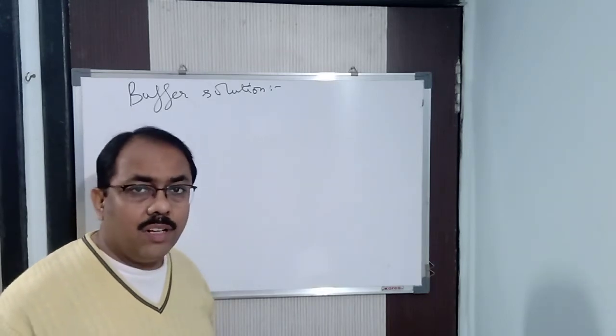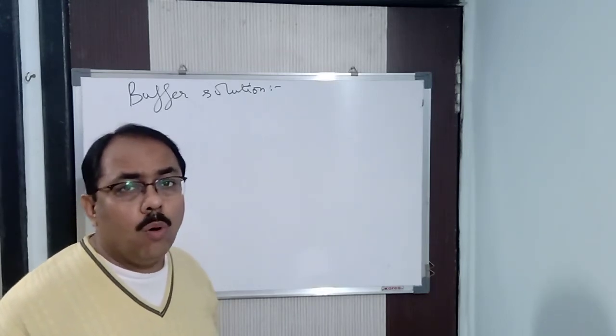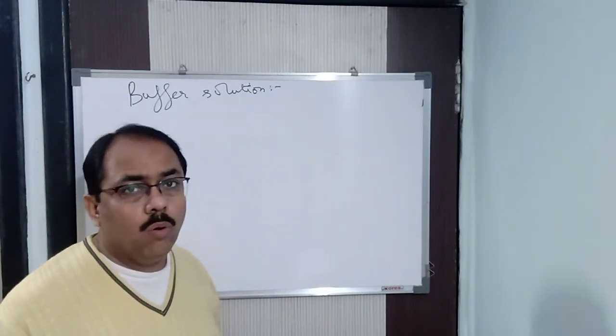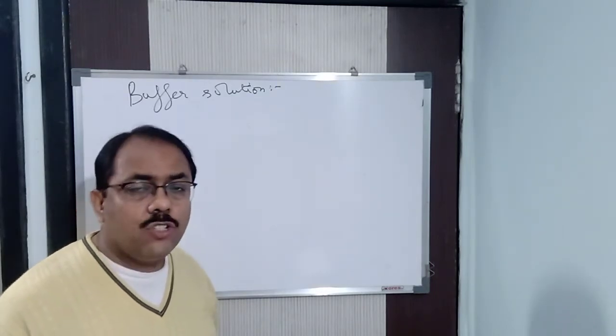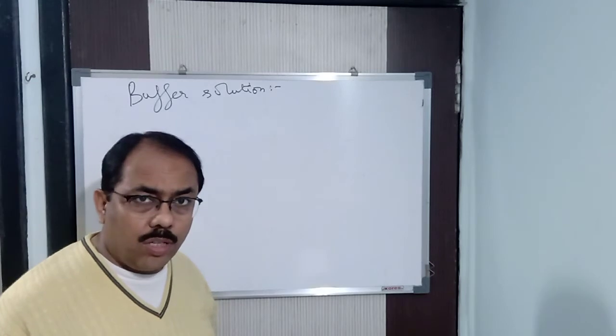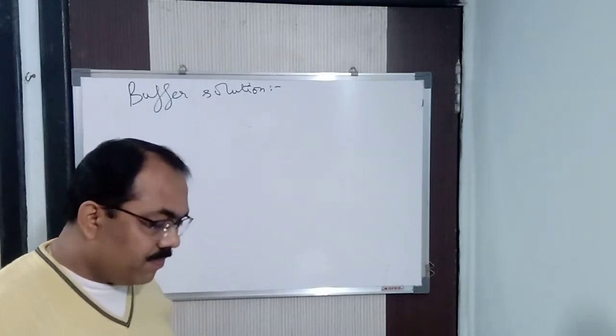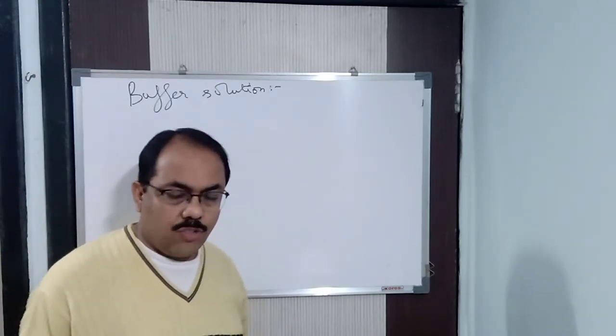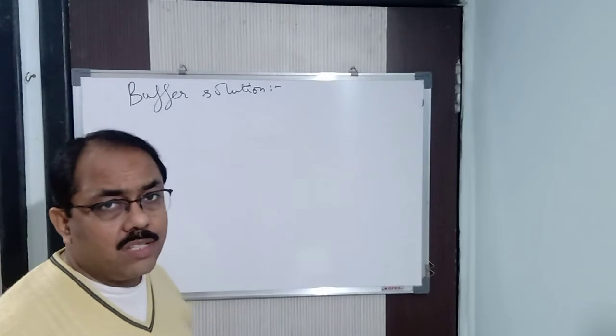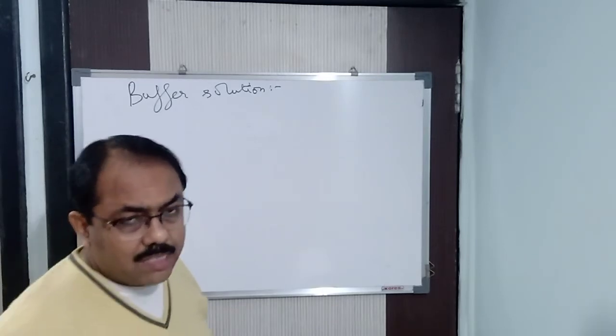It's an acidic buffer. Similarly, HCOOH plus HCOOK, acidic buffer. H2CO3 plus Na2CO3 is an acidic buffer. We can say that. Clear? So, an acidic buffer means it's an equimolar mixture of weak acid and its salt with a strong base. That is called an acidic buffer.